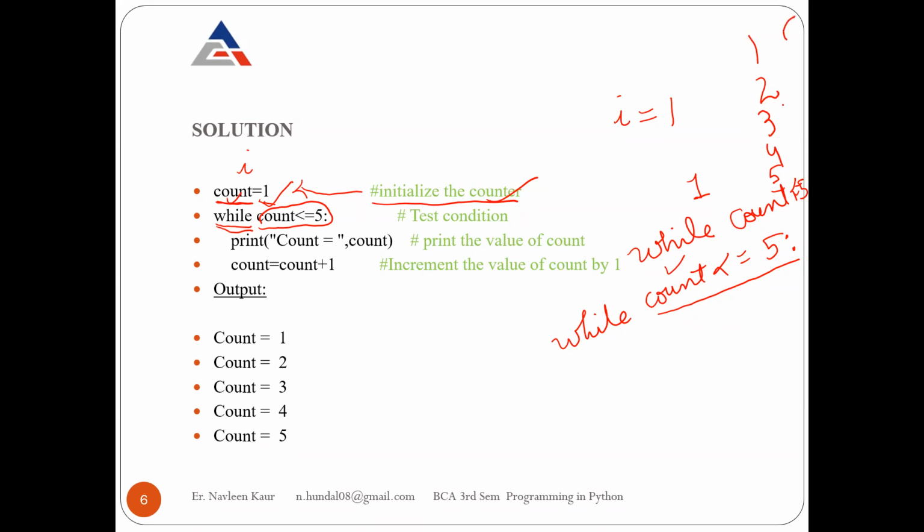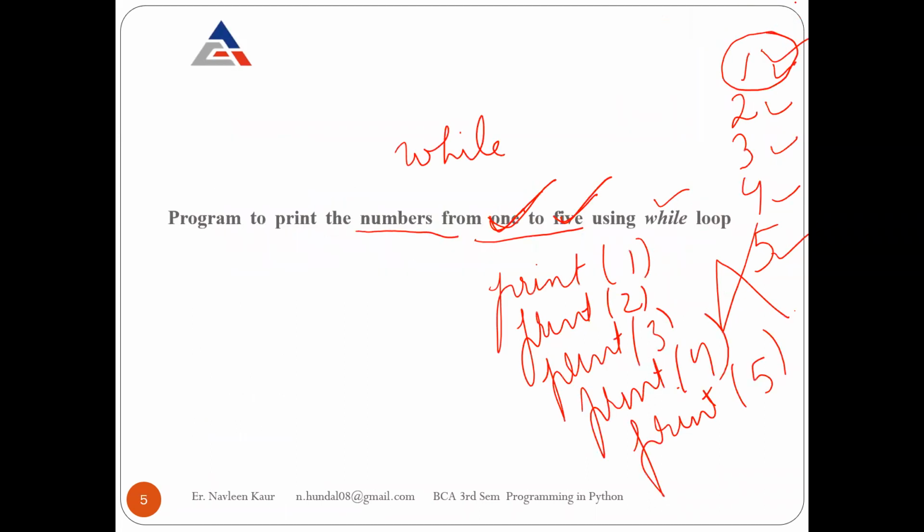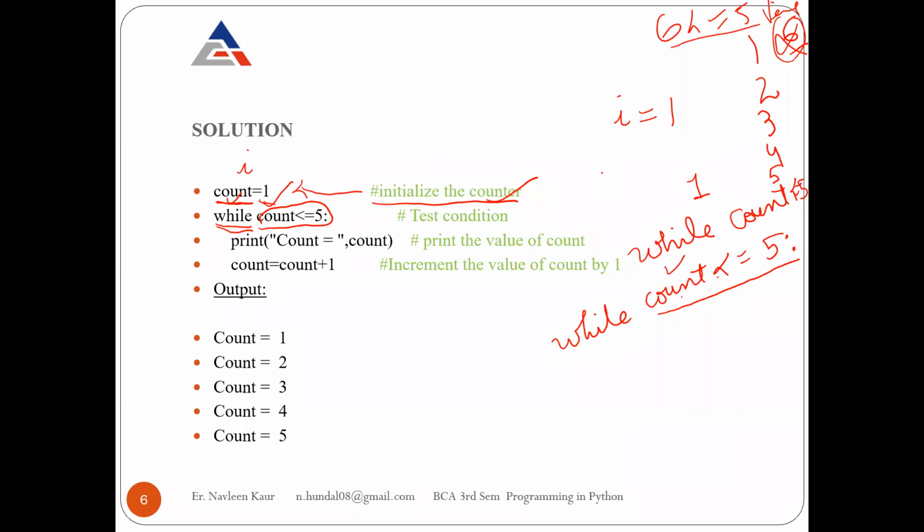When the count becomes 6, is 6 less than equals to 5? False. It means at 6 I have to stop, which is right, because the program is demanding to print from 1 to 5. When 6 comes, I should stop. So this condition is telling me that until your count is less than or equals to 5, you have to print. You directly print count. There's no need of writing count equals to count.